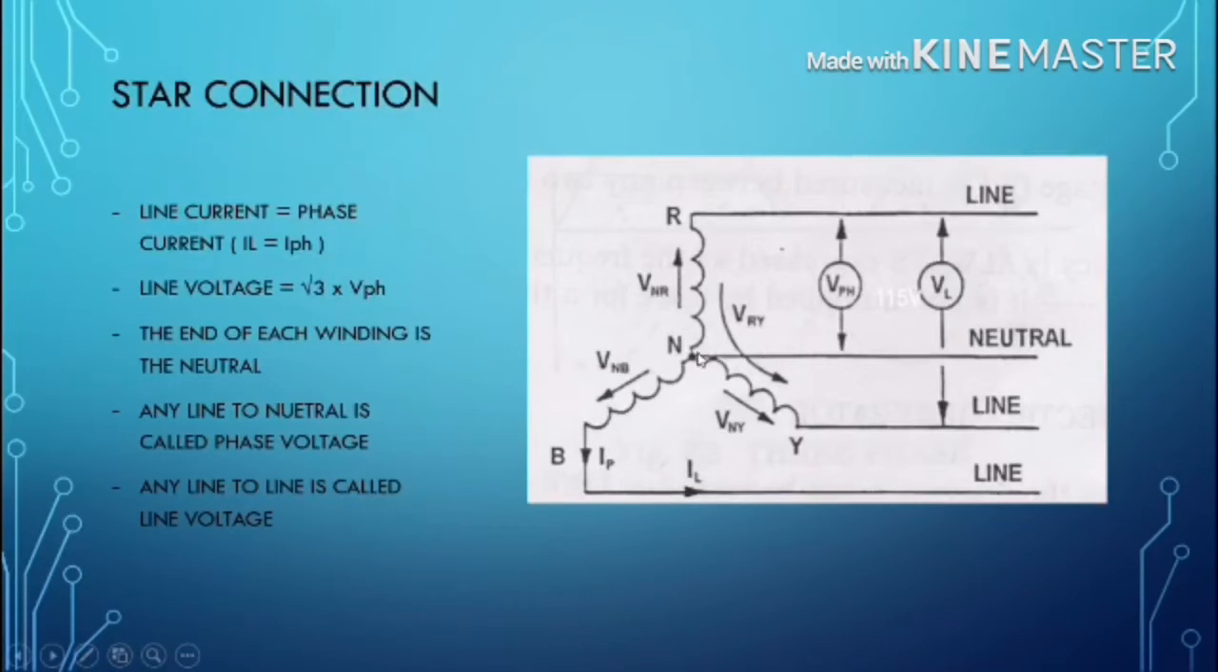The end of each winding is the neutral. The end of these three windings is the neutral. If you look at the picture here, any line to the neutral is called the phase voltage. Any line to the neutral line. This is a line.